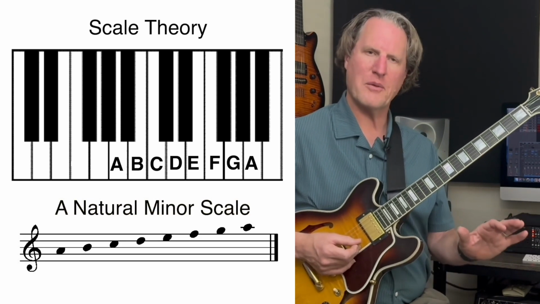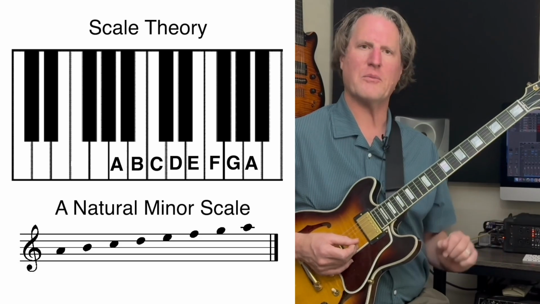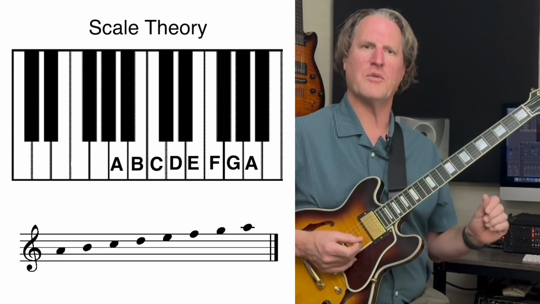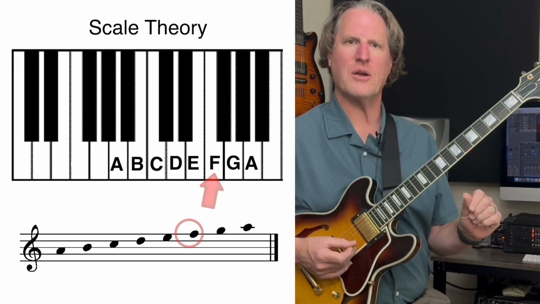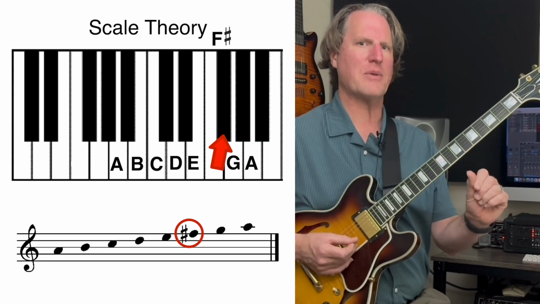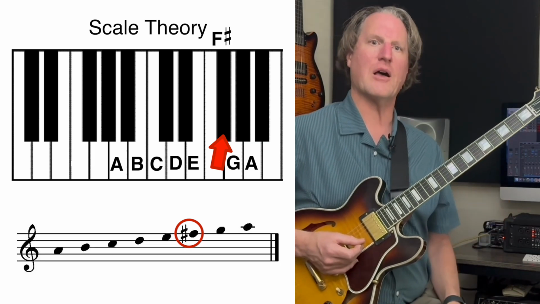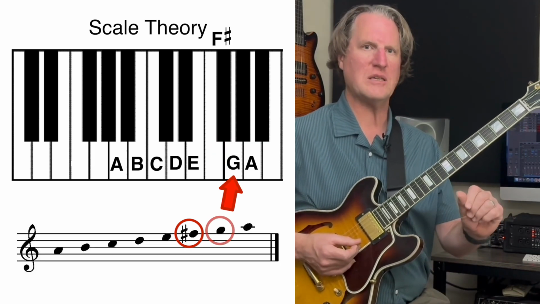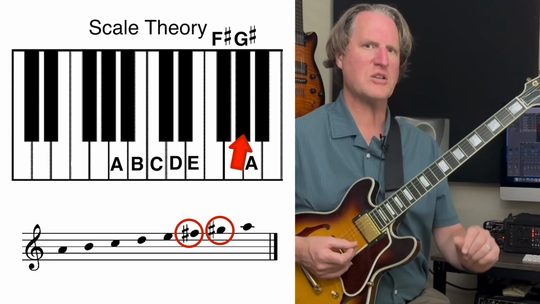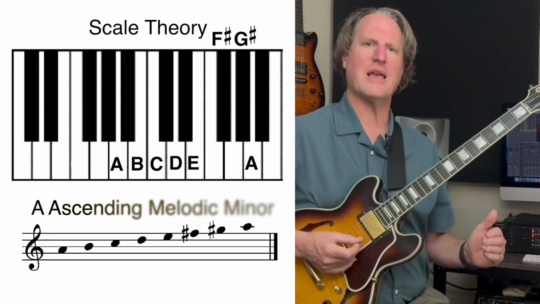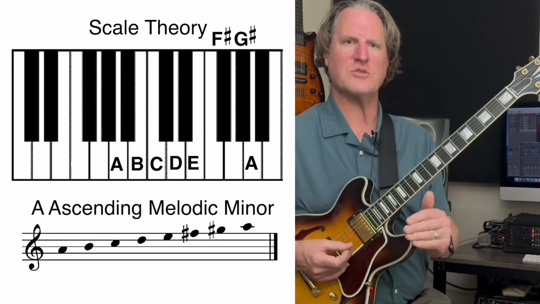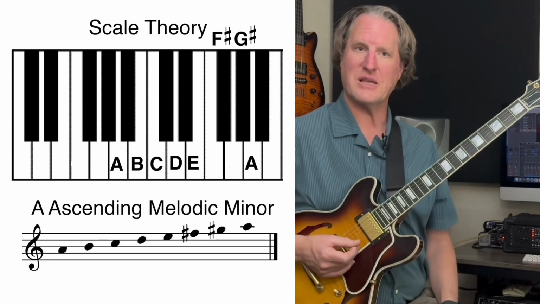Now, if we do a couple of tweaks to that scale, we'll have the melodic minor scale. If we go to the 6th note, F, raise that by a half step, it becomes F sharp. And then we also go to the 7th note, G, raise that by a half step to G sharp. We have what is known as the ascending version of the melodic minor scale.